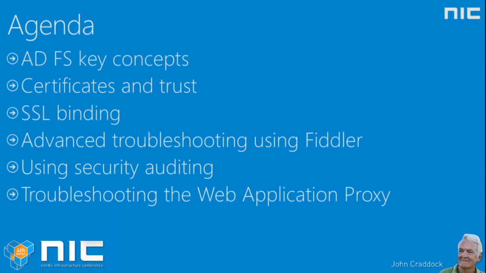I want to start off, as I always do, by going through some of the key concepts so I can refer back to them when I'm doing the troubleshooting to say it's not doing this or it's not doing that. If you've seen those slides before, apologies, but it's really important to set the scene on this session. Certificates and trust, SSL bindings are very important. We're going to be doing some advanced troubleshooting using Fiddler. And then I'm just going to mention briefly using security auditing and then troubleshooting the Web Application Proxy itself.